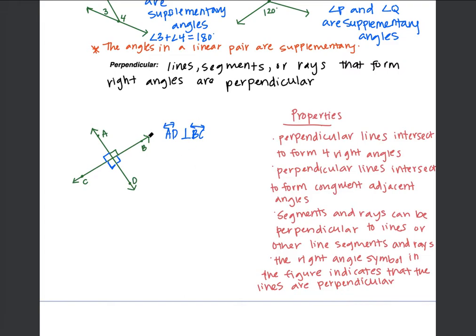Because we have four right angles, line AD is perpendicular to line BC. And remember, this can be any lines that are perpendicular. You can have lines, segments, or rays that are perpendicular, as long as they form right angles. We just have to have four right angles.